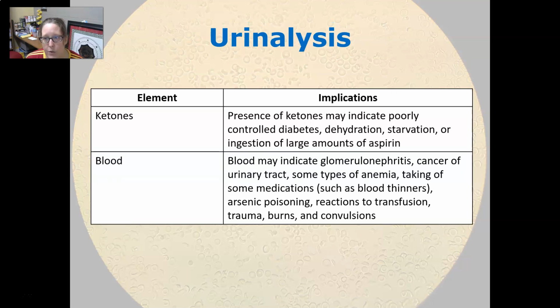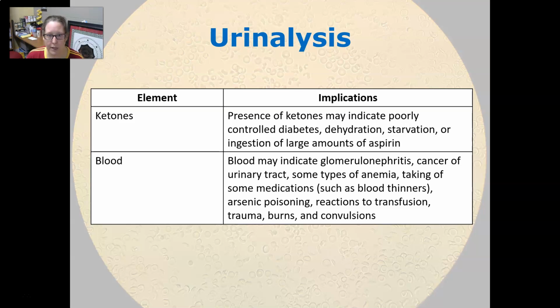Ketones: the presence of ketones can indicate poorly controlled diabetes, especially in type 1 diabetes, dehydration, starvation, or ingestion of large amounts of aspirin. Ketones are the byproduct of burning fat as fuel. Blood may indicate glomerulonephritis, cancer of the urinary tract, some types of anemia, taking some types of medications such as blood thinners, arsenic poisoning, reaction to transfusions, traumas, burns, convulsions, and other things that can irritate the bladder.